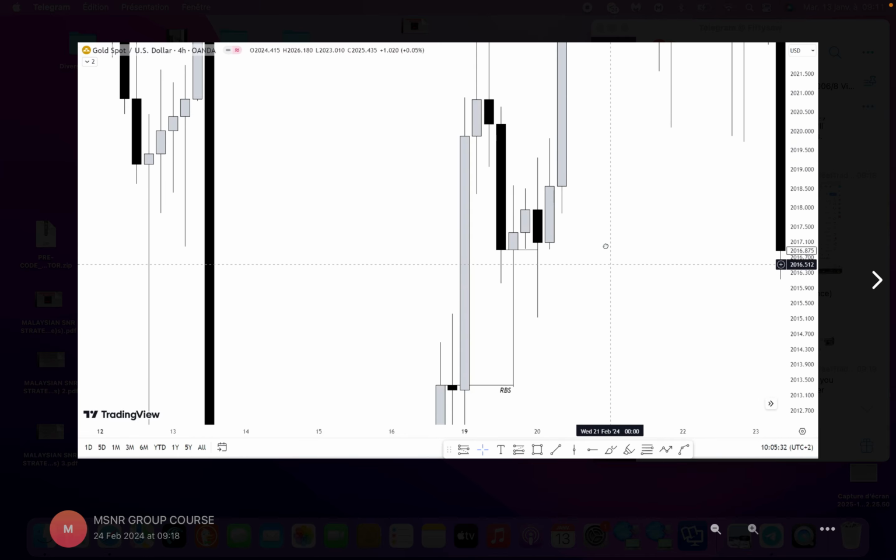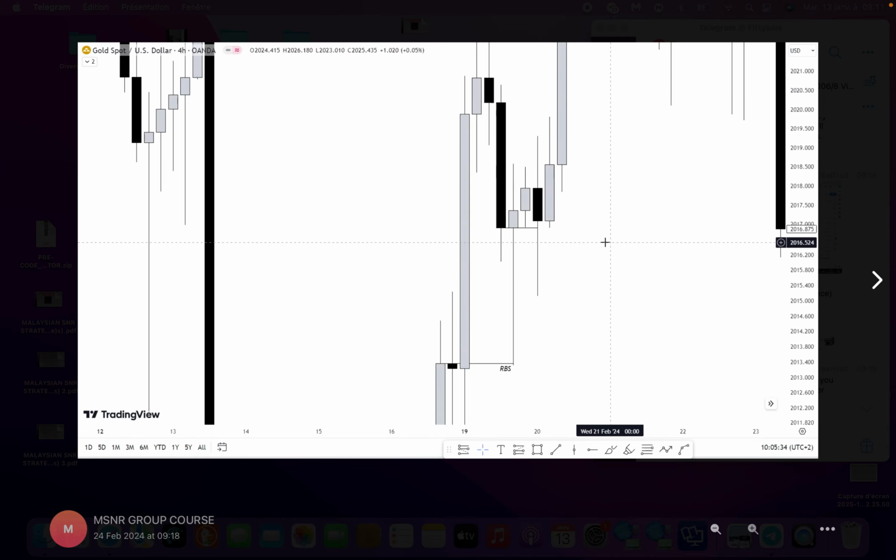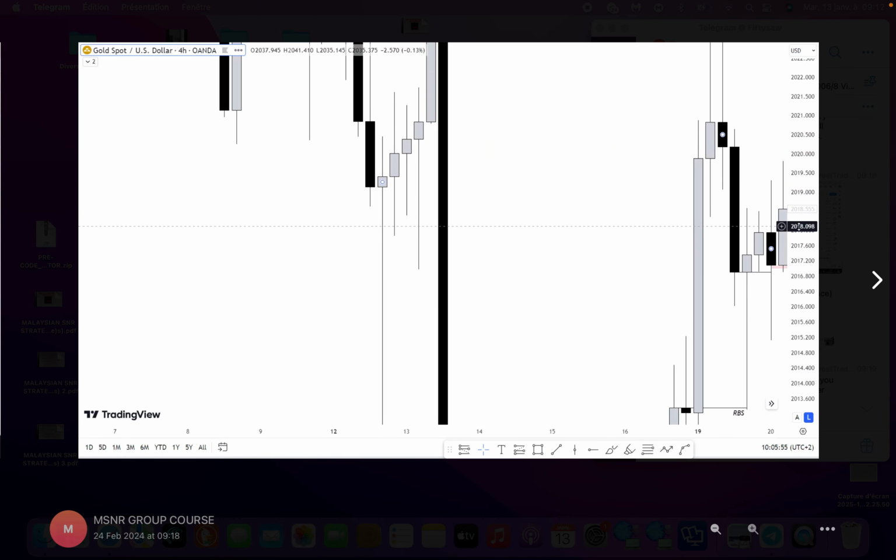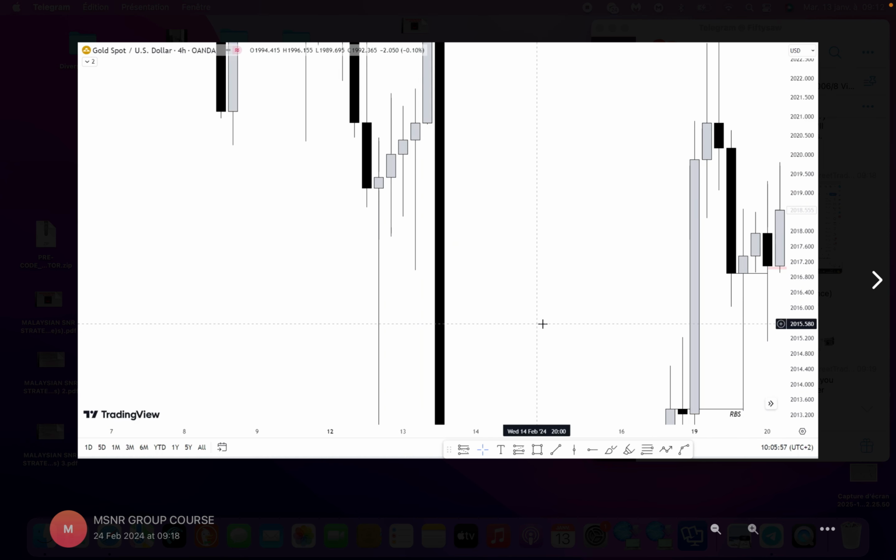So the same thing as the previous example. If you missed a trade here, let's assume that we missed the trade here, and price created a new area of support. This is area number 1. Where is area number 2? If the market was here, where would area number 2 be?